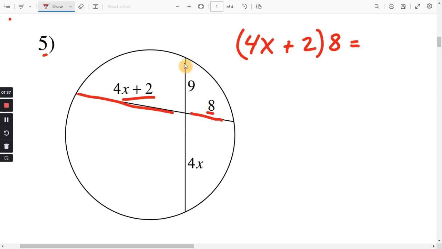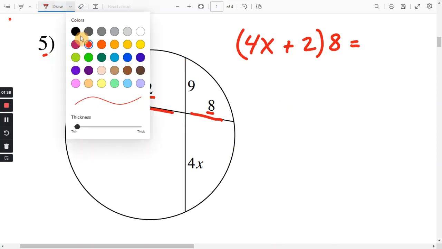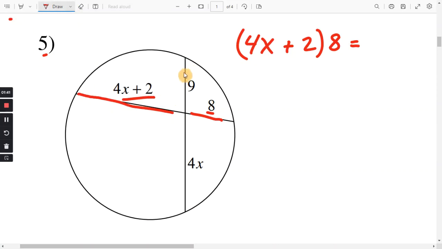And that's going to equal, I'll use the same color, this times that. So that's going to be 9 times 4x. All right, see if you can solve that one, please.